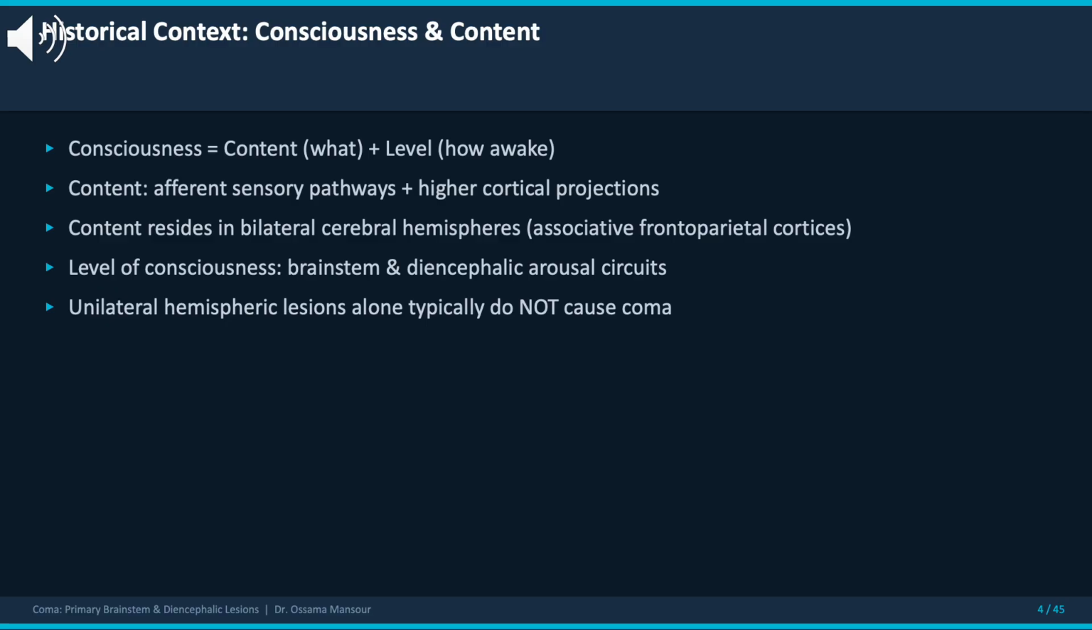However, consciousness is not solely a cortical phenomenon. The level of consciousness, the degree of wakefulness or arousal, depends critically on arousal circuits located in the brainstem and diencephalic structures. This dual nature of consciousness, requiring both intact bilateral hemispheres for content and functioning brainstem diencephalic arousal systems for wakefulness, is the key to understanding how focal lesions in specific locations can produce coma.